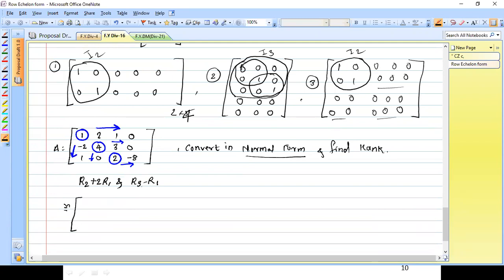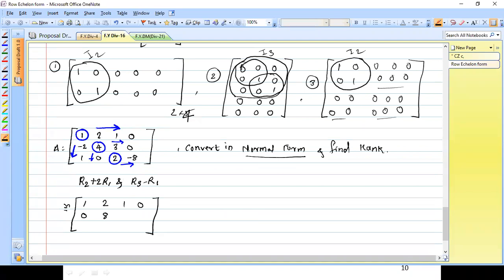There are changes in R2 and R3. So 1 2 1 0. I am going to write it down as it is. Let's see: R2 minus 2 into R1. R2 is -2 plus 2, it becomes 0. R2 is nothing but 4, 4 plus 4, it becomes 8.